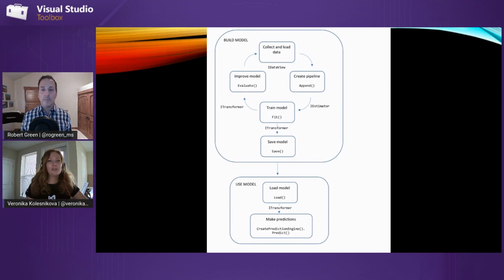GitHub has lots of samples so you don't have to start from scratch. So I really like it. Cool. And going back to that beautiful picture that I have here, that's just a process of how ML.NET is working, how it's being used for machine learning model development and then usage of that model. Initially, we need to collect and load data into IDataView, then create a pipeline, then train the model. You can see that circle there.